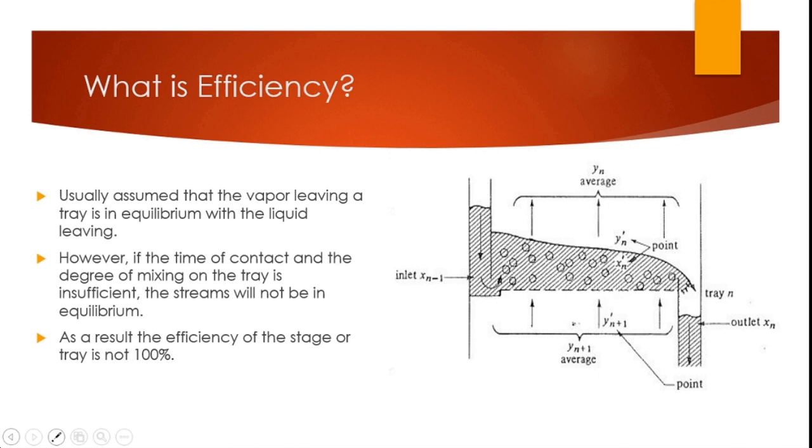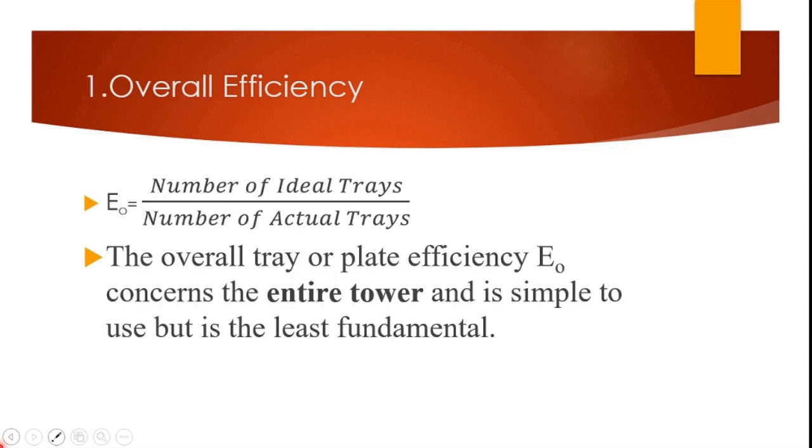So, what is efficiency basically? Usually, it is assumed that the vapor leaving the tray is actually in equilibrium with the liquid leaving the tray. However, in most practical scenarios, the time of contact is not sufficient for these two streams to achieve equilibrium among them. As a result, the efficiency of a stage or a tray is not 100%, so it is less than 100% in practical situations.